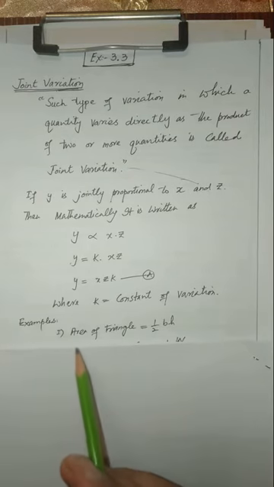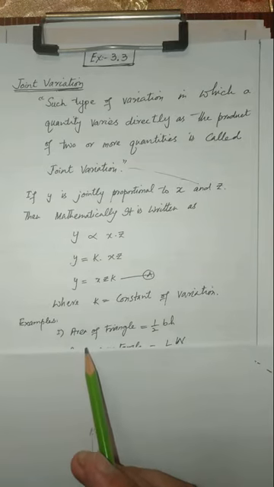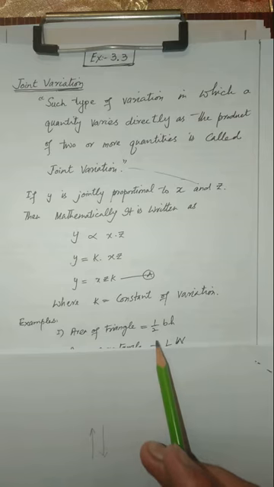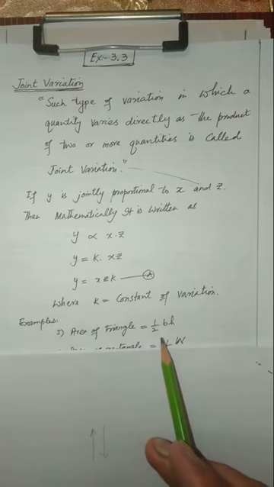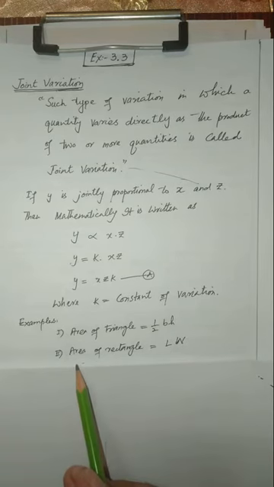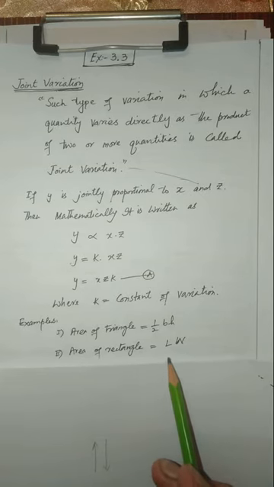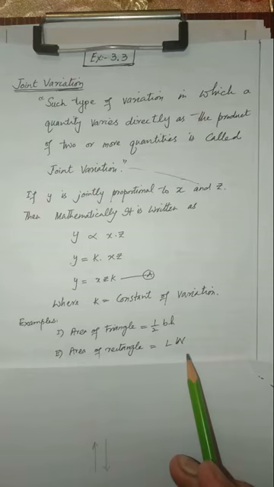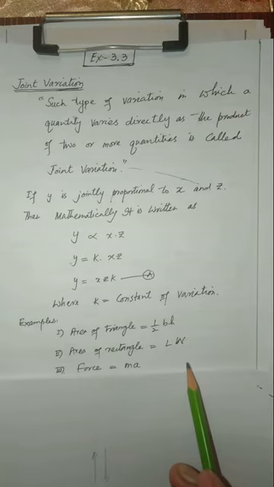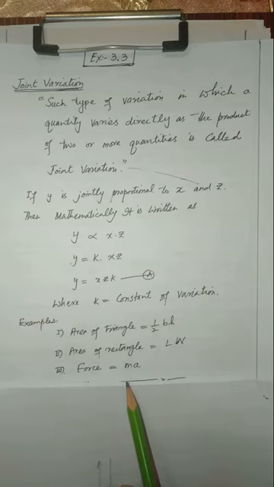For example, in daily life, examples of joint variation are: area of a triangle, which is equal to 1 over 2 BH, where B represents base and H represents height. Area of a rectangle is equal to L into W, where L represents length while W represents width. Example number 3: force is equal to MA, where M represents mass while A represents acceleration.